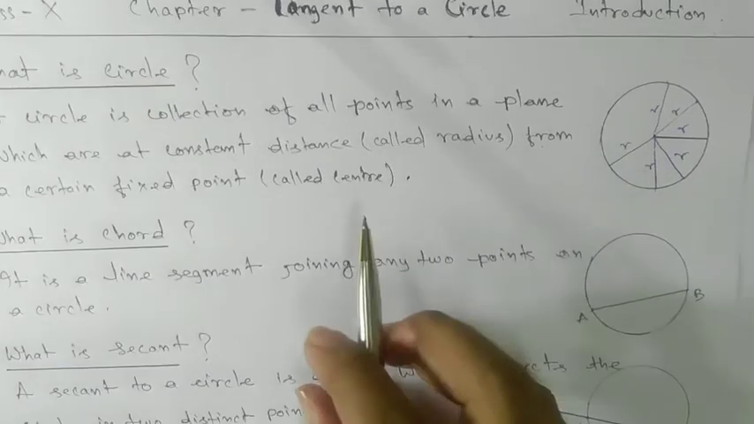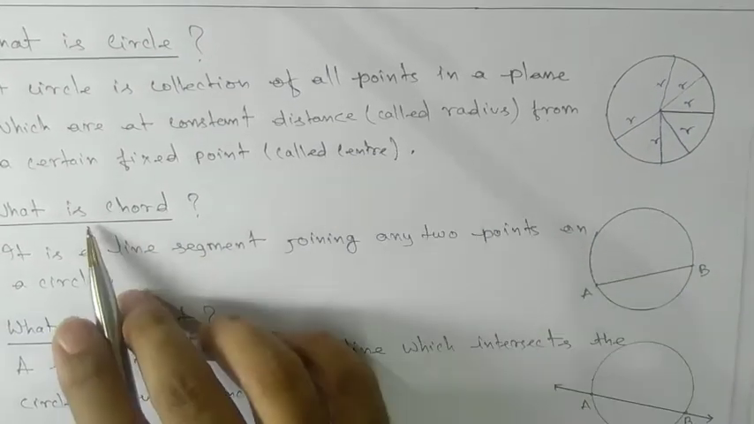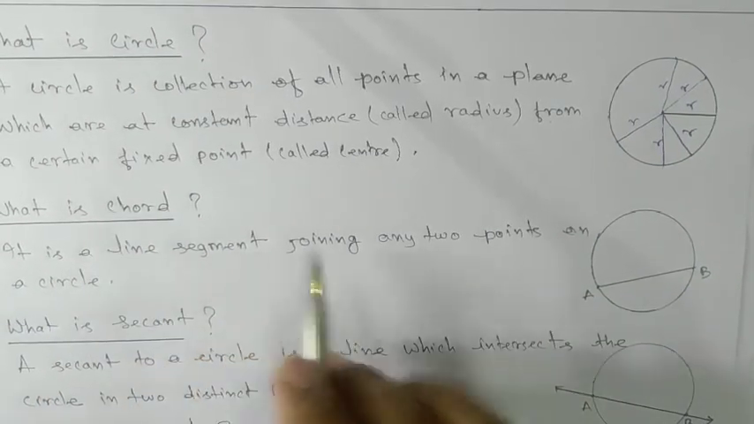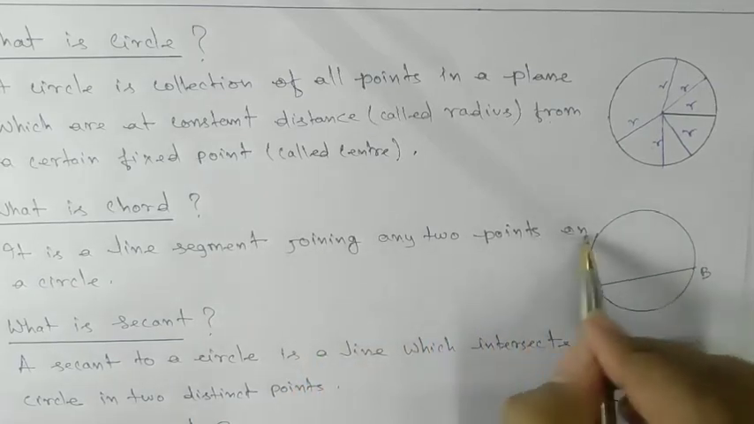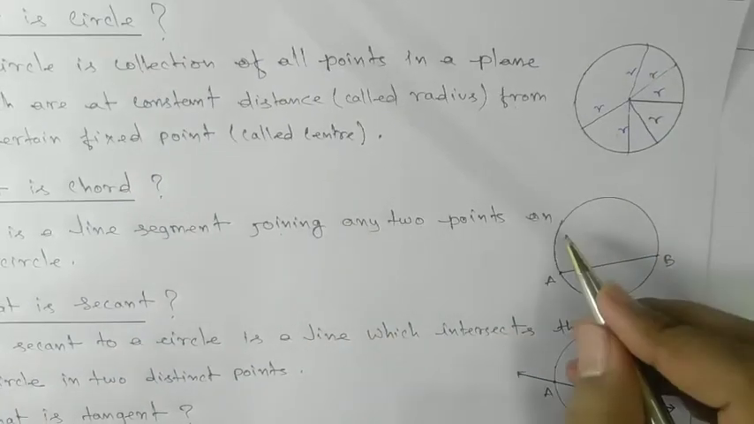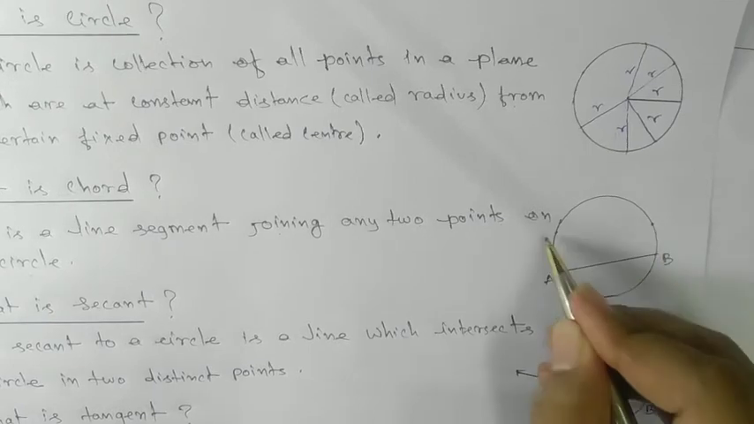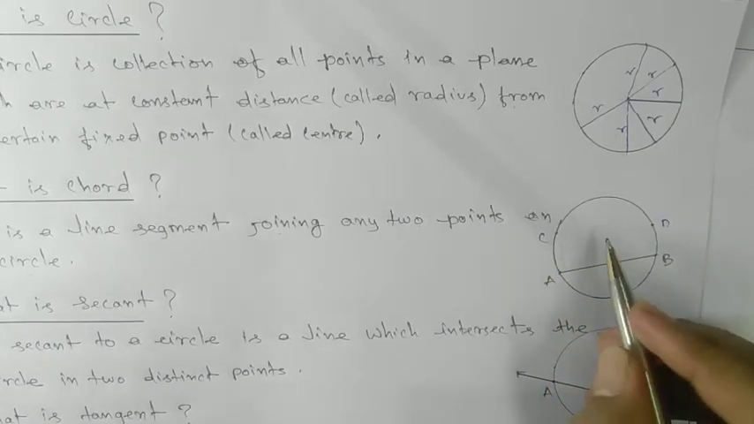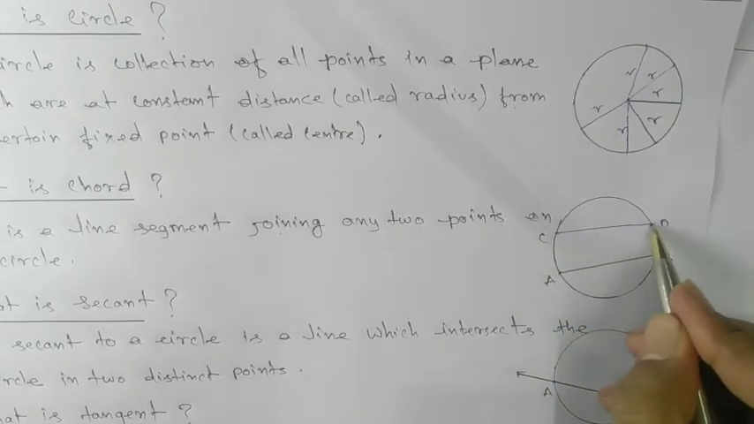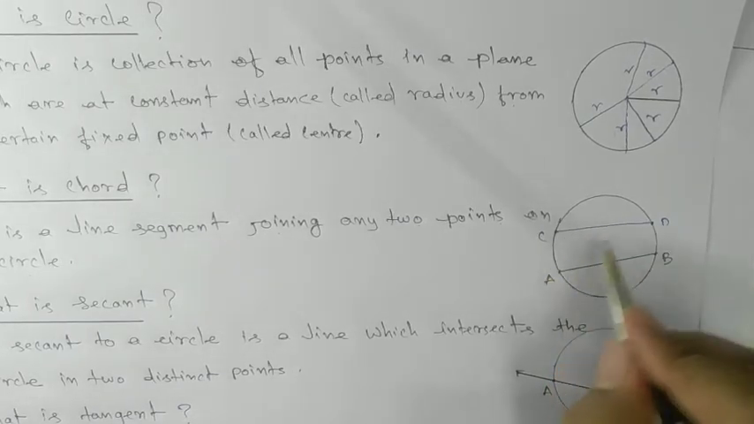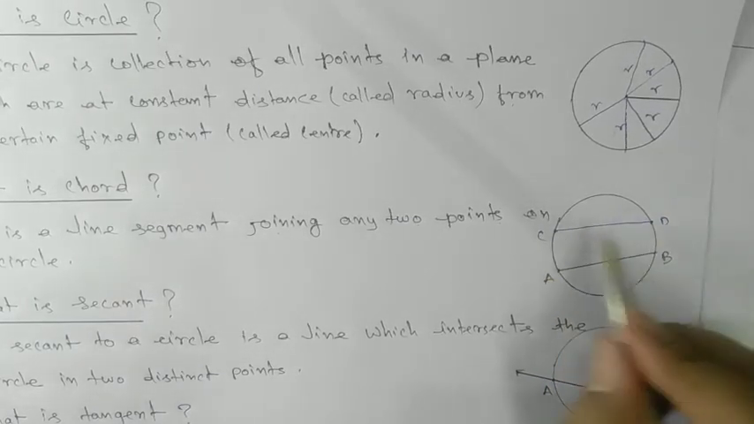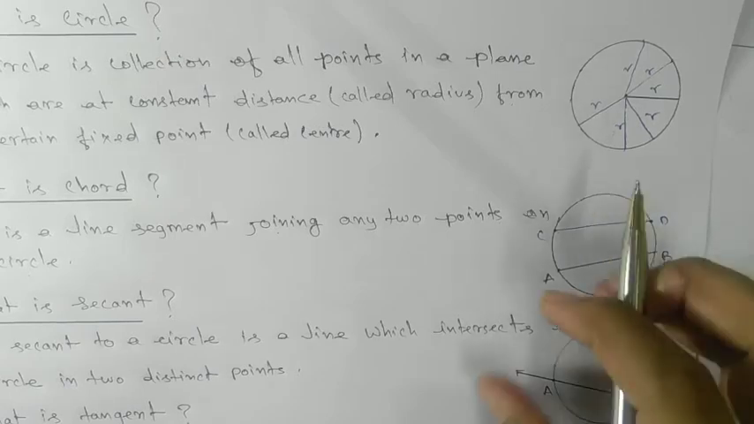Now, a line segment joining any 2 points on a circle. If you take any 2 points, say C and D, and join them, this is your chord. Remember, a chord is a line segment, not a line.